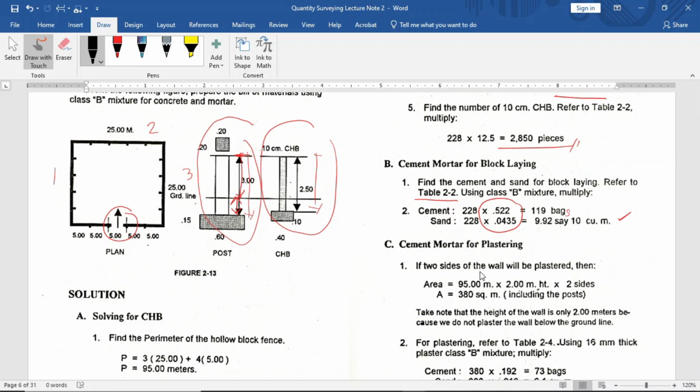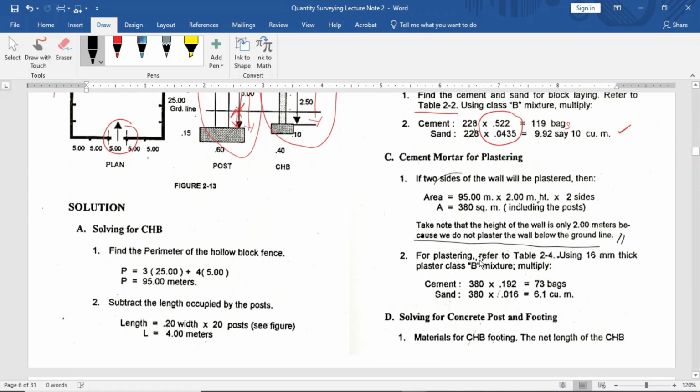So, consider natin yung buong perimeter. So, perimeter times 2 meters na height. Yan, ito yon, 2 meters. So, times 2 sides. So, area is equal to 380 square meters. So, take note dito, may note pala dito. Take note that the height of the wall is only 2 meters because we do not plaster the wall below the ground line.